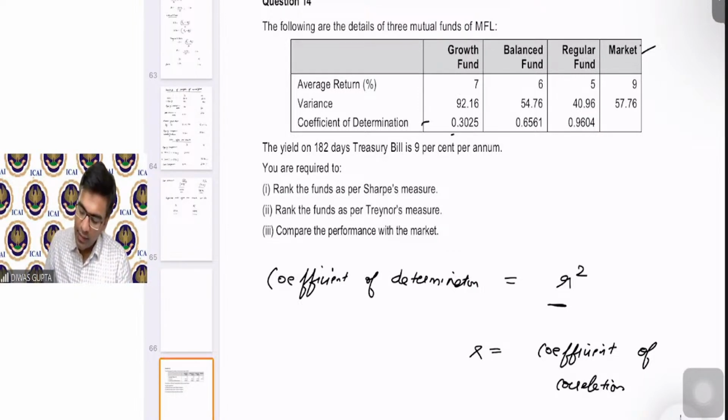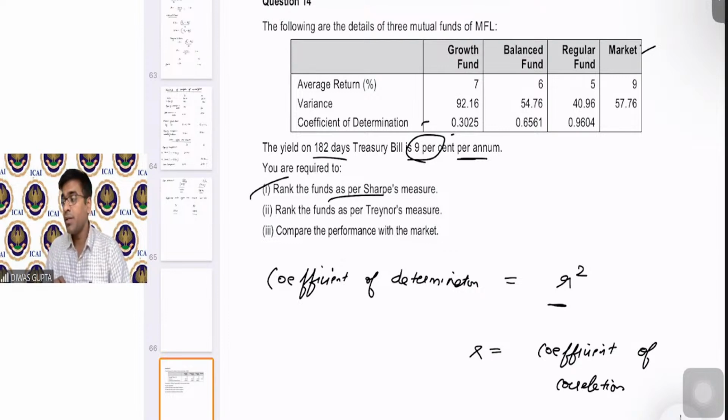Now, the yield on 182 days treasury bill is 9% per annum. So the yield is 9% per annum. You are required to rank these funds as per the Sharpe's measure. What is the Sharpe's measure? Sharpe's measure is the excess return over the risk-free rate of return divided by the standard deviation of that particular security or portfolio.